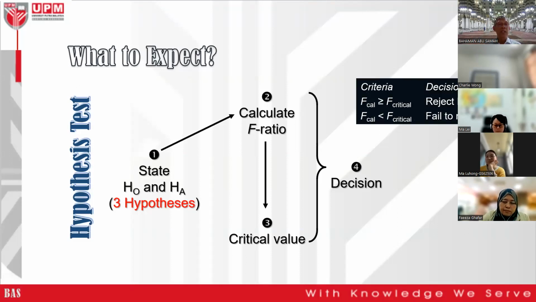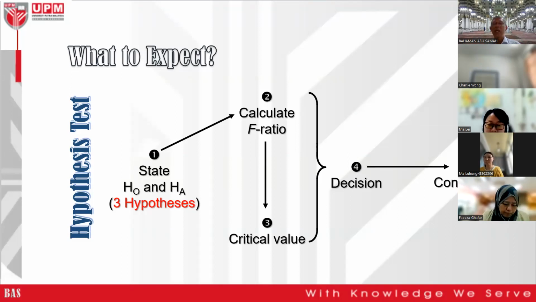If your F calculated is bigger than or equal to F critical, reject H0. If F calculated is less than F critical, fail to reject H0. See, it doesn't change. It is maintained from the beginning until now, and until the end of our discussion. Then finally, the last step will be the conclusion. That is the 5-step procedure in testing our hypothesis.